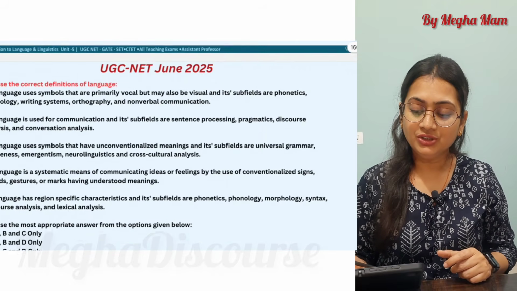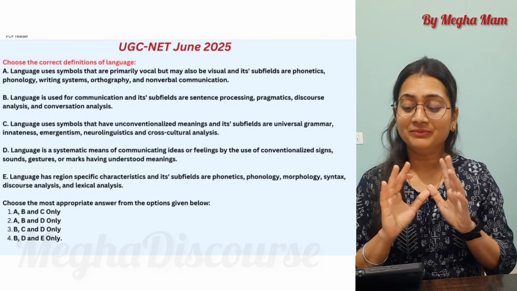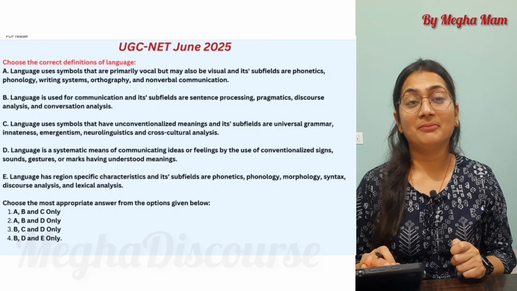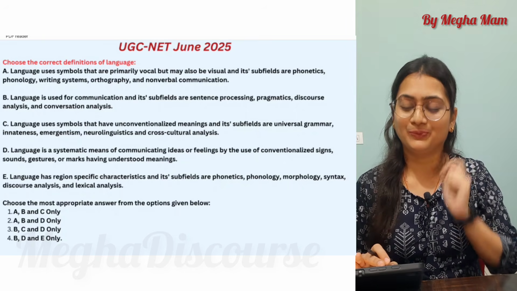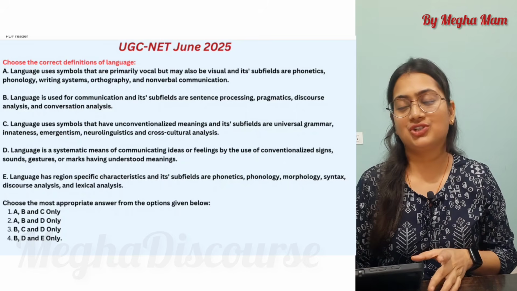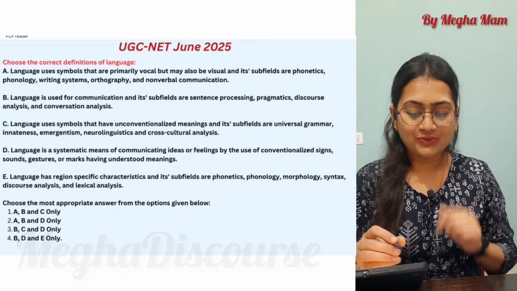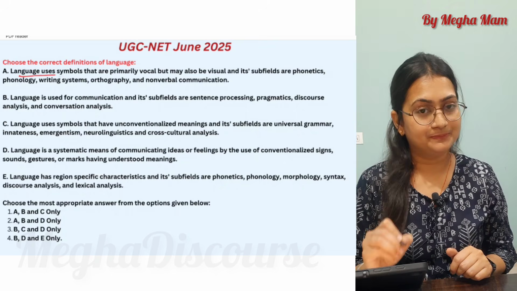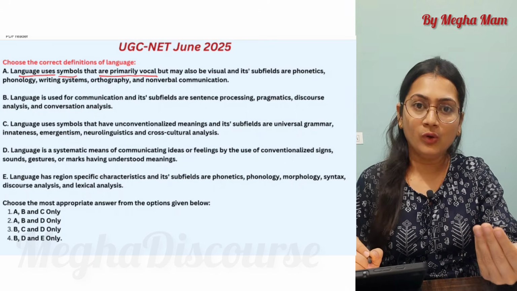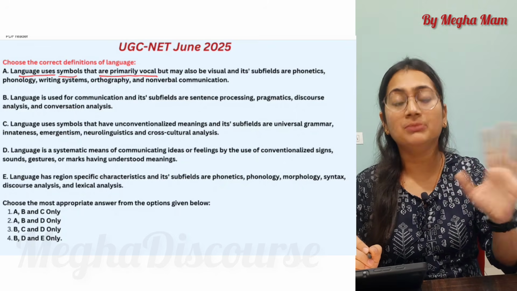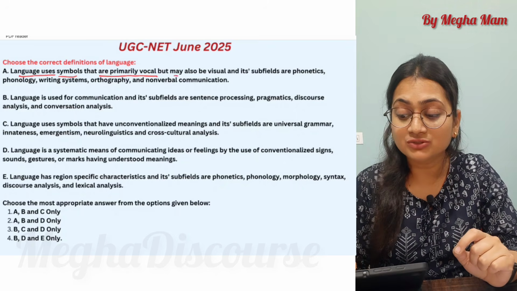This is your June 2025 question. It looks very simple, but many of the students have attempted it wrong. How? This is the tricky question. Now how does the examiner frame this question? First we have language uses symbols. We have covered this. That are primarily vocal. We have the sound system initially before moving into the word system. It may also be visual.